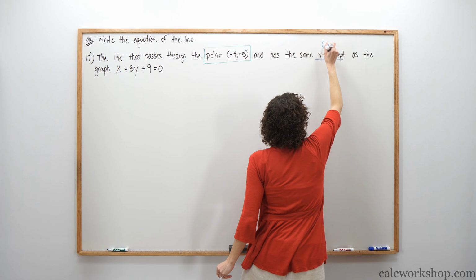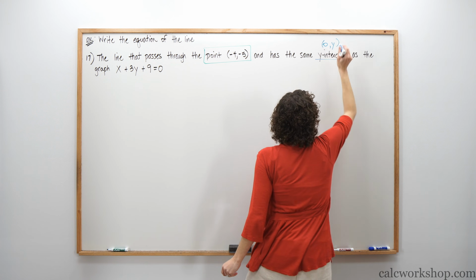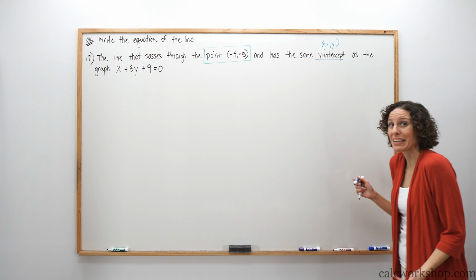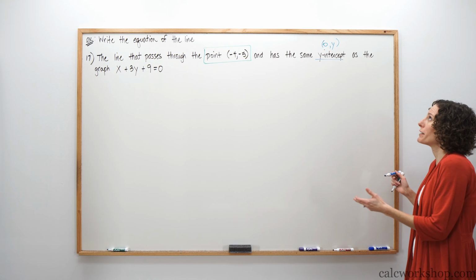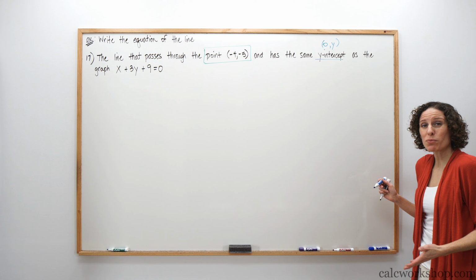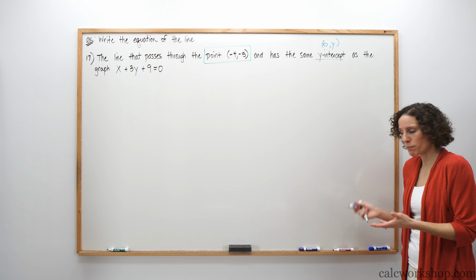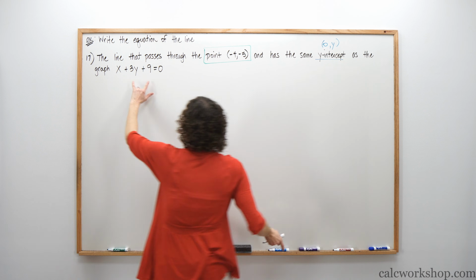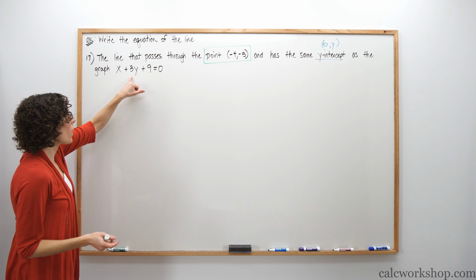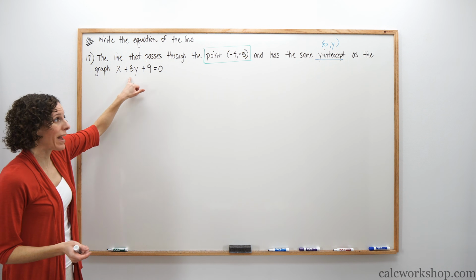The y-intercept is the point 0, y. Some of us will refer to it as 0, b, depending on which way we talk about it. But we have to find what that value is. If anything, at least maybe we can get 2 points, and then we can go from there. So the first thing that we know is that we need to find the y-intercept for this graph.